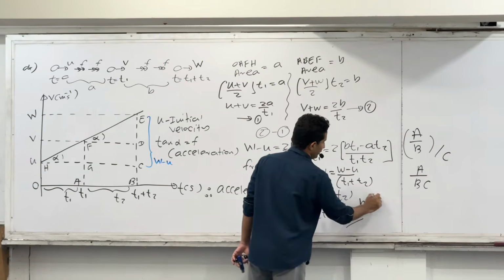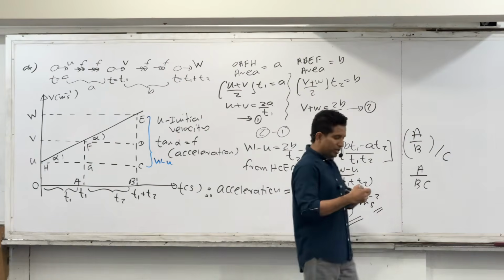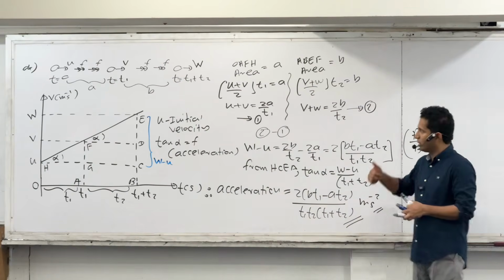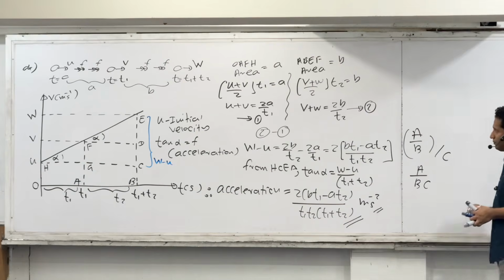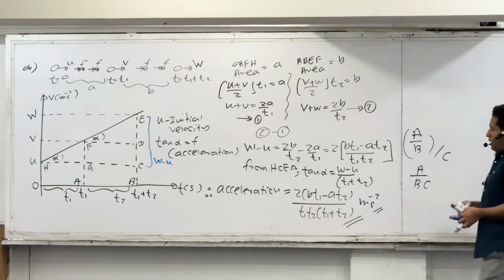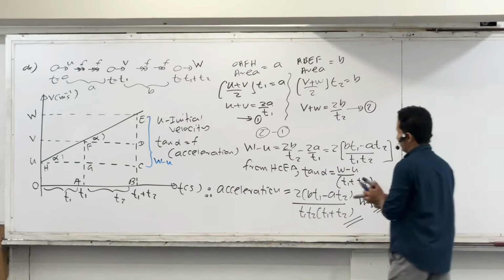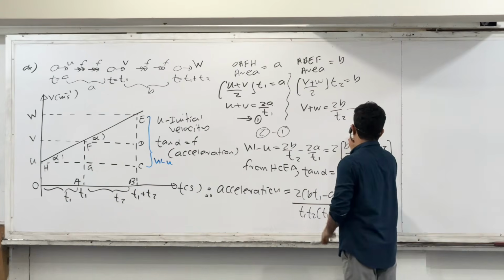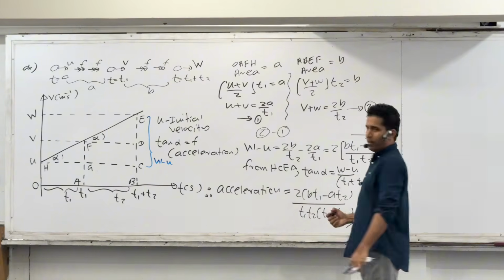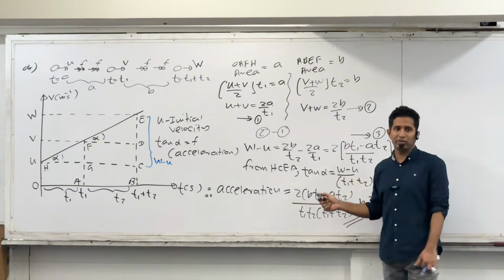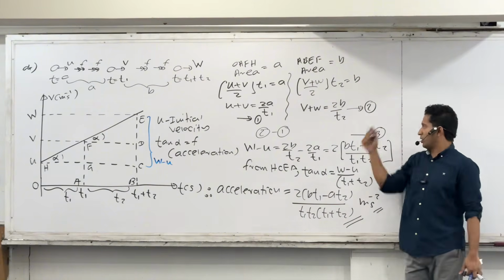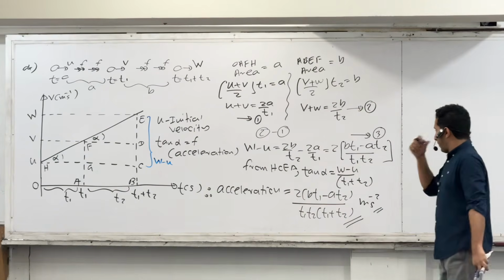And then they ask, okay, find the initial velocity. Initial velocity is what? U. I will take this equation as 3. This is W minus U.